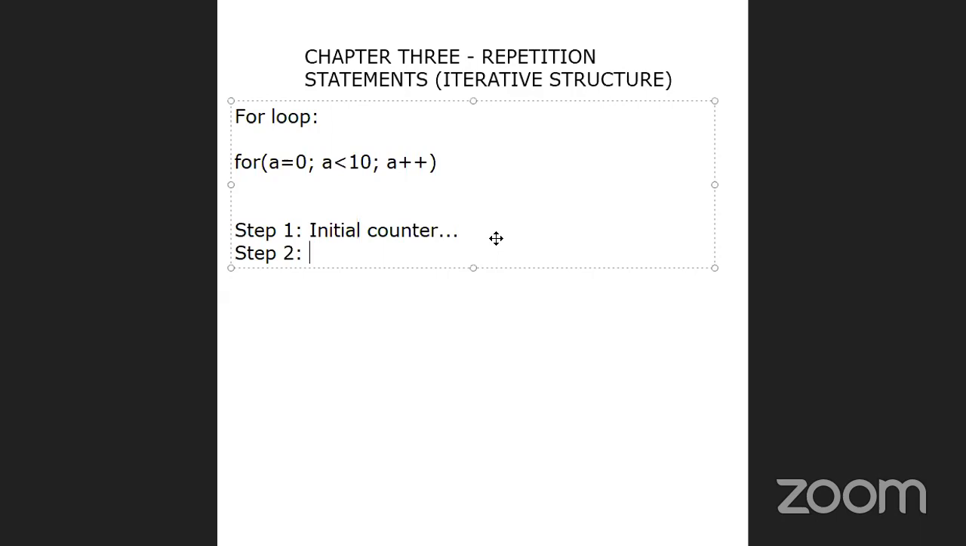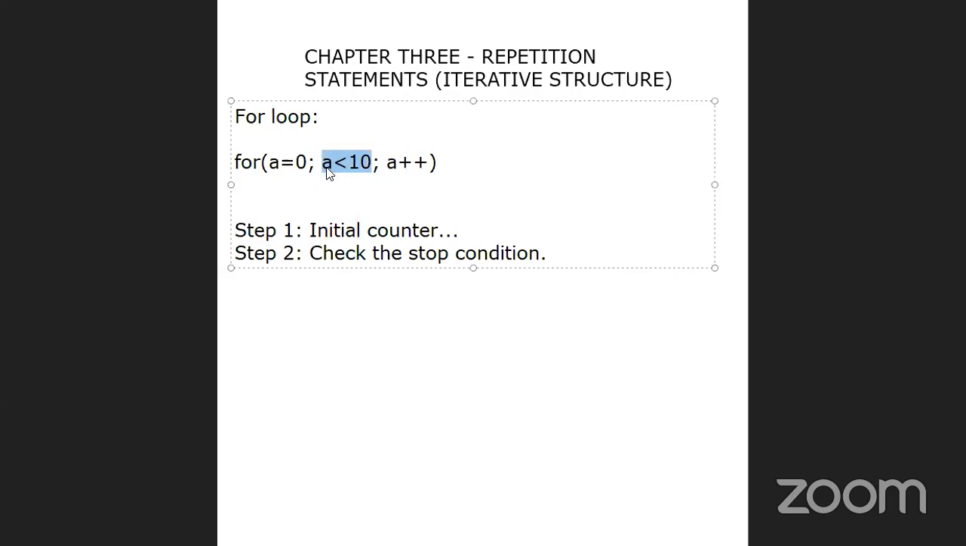Then the next thing you need to specify, or the step number 2, is to check the stop condition. Okay, check the stop condition. All right, so if the condition is true, execute the repeating statement. Okay, but if this condition is false, it will exit the loop. So what is the stop condition we have here?